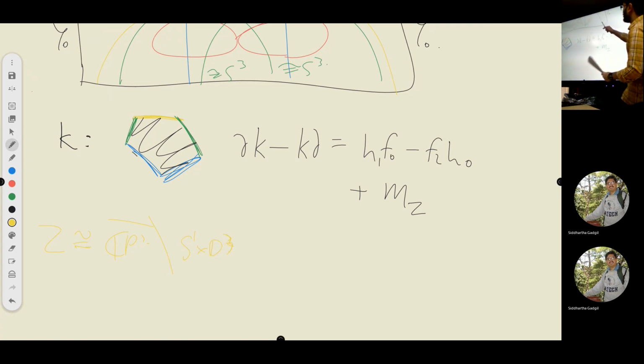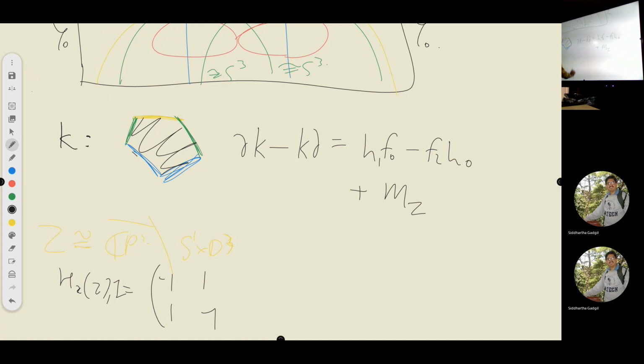What you should think of it as is the plumbing of two spheres, each of which has self-intersection -1 and intersect each other at +1, actually. So the intersection matrix of Z is going to look like (-1, 1; 1, -1).